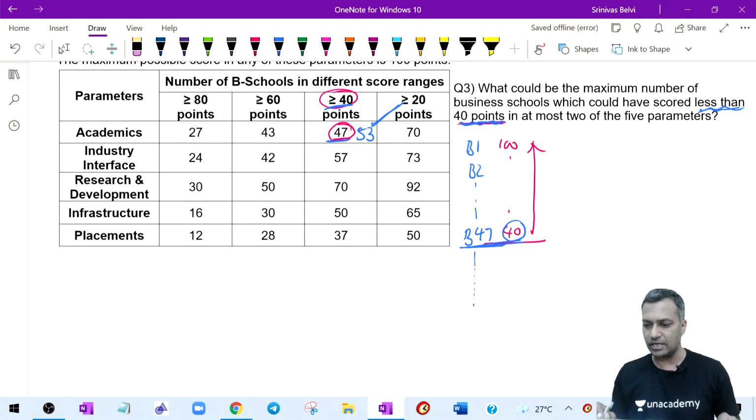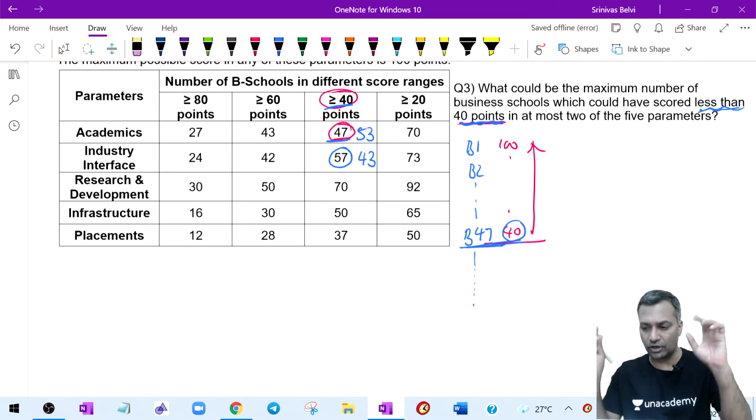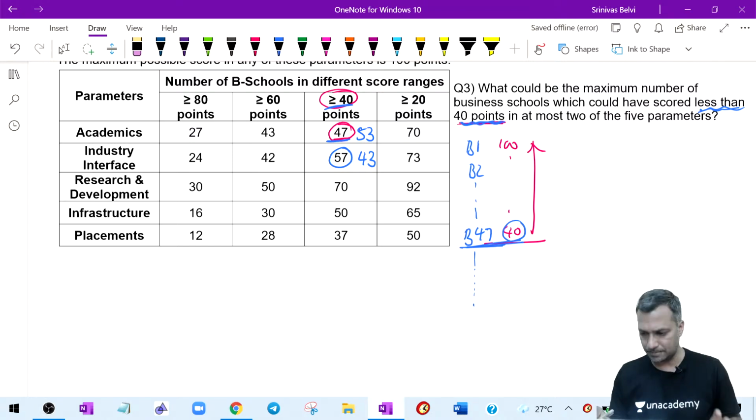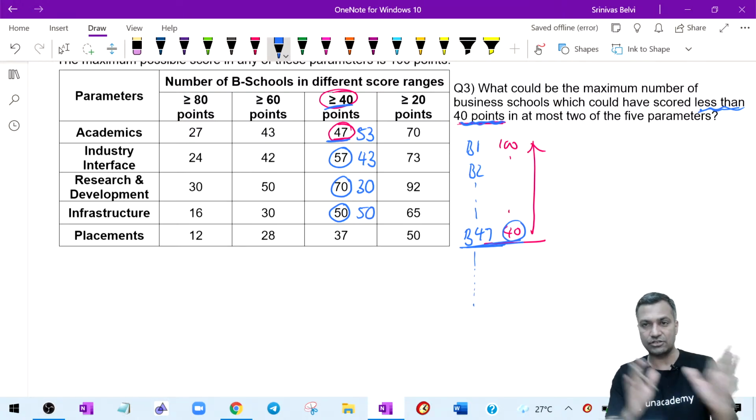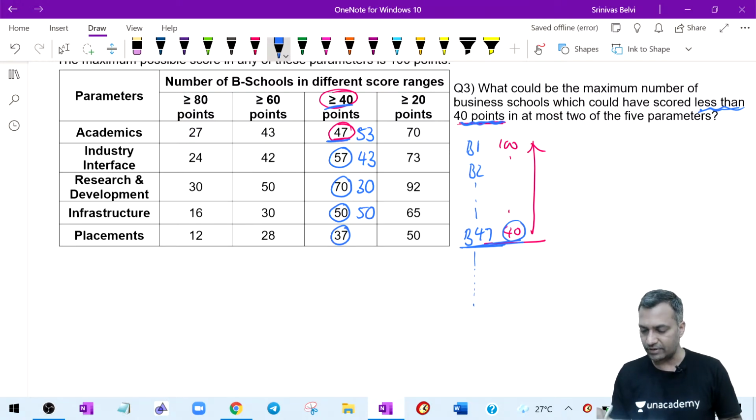Similarly, I look at this 57, the next number, and I would be writing 43, which means 43 instances. I look at this 70, I would be writing 30. I would look at this 50 and I will be writing another 50, because there are 100 B schools. 50 ranks are gone, another 50. 37 are gone, therefore I would be having another 63.